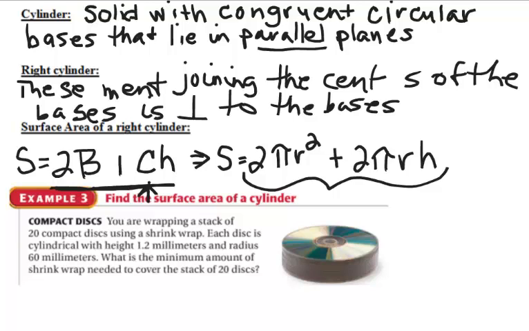Okay, let's look at these compact discs stacked up, and we're going to wrap this stack of 20 using shrink wrap. Each disc is cylindrical and it has a height of 1.2 millimeters.